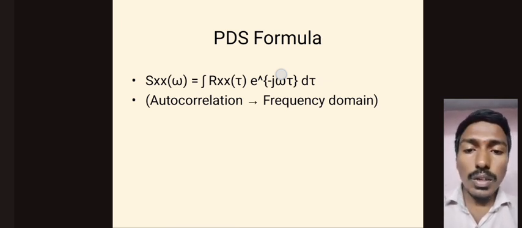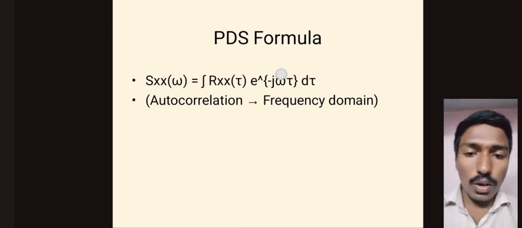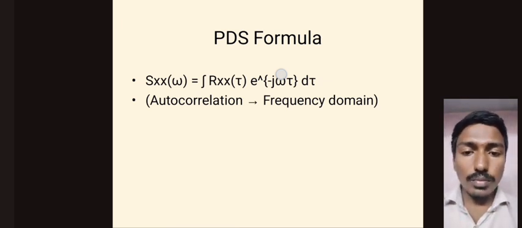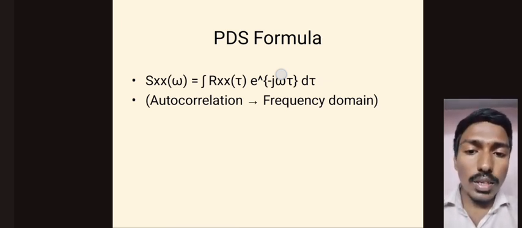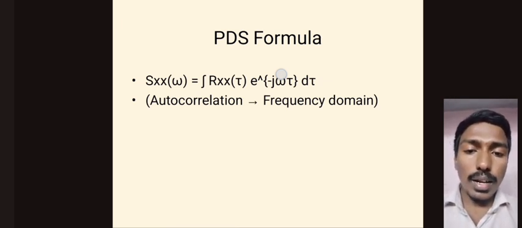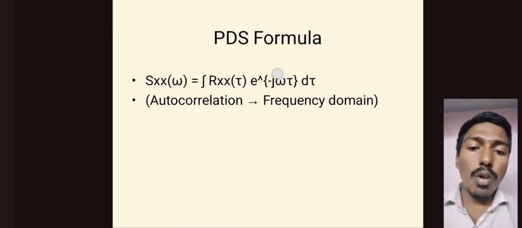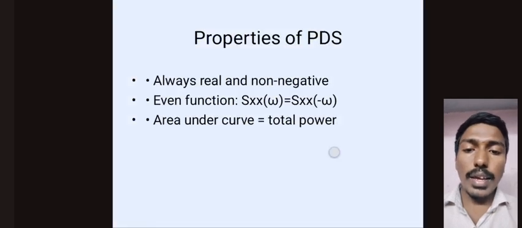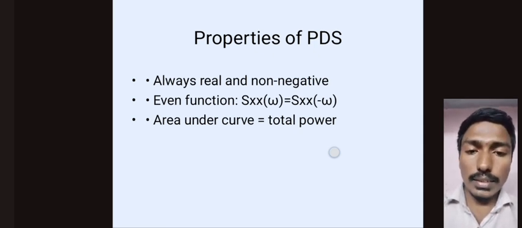If you observe this equation, the Fourier domain analysis is applied to the autocorrelation. How can you say that? Because e power minus j omega tau d tau is there. So you understand that Fourier domain analysis means Fourier transform. So that's it. Now, properties of PDS: how it behaves in the frequencies.